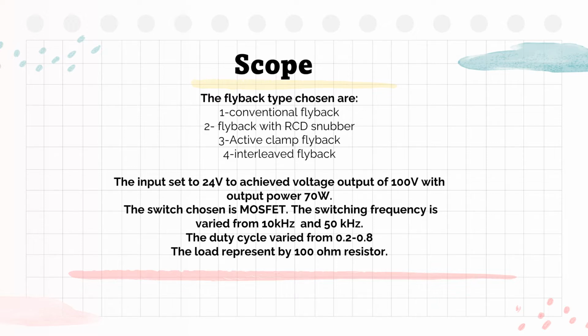The flyback design is set to a 24-volt supply voltage in order to produce a 100-volt output voltage. The 100-ohm resistor will act as a load for the output voltage measurement. The chosen switch that will be used in this project is N-type MOSFET. In the end, the output voltage and the converter performance will be observed.